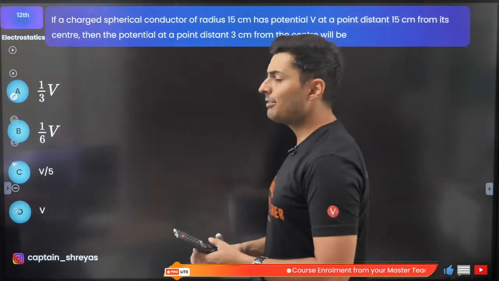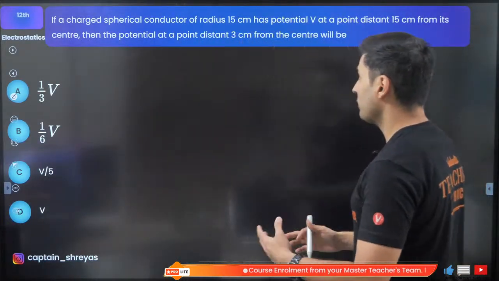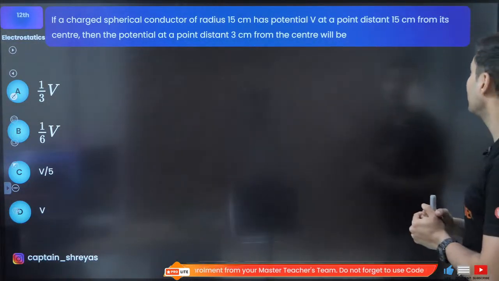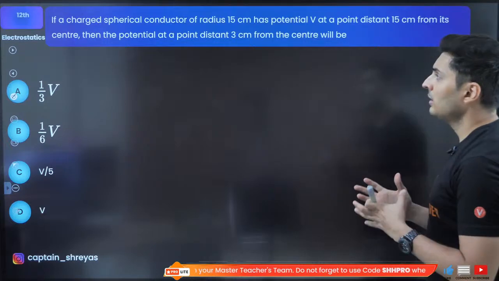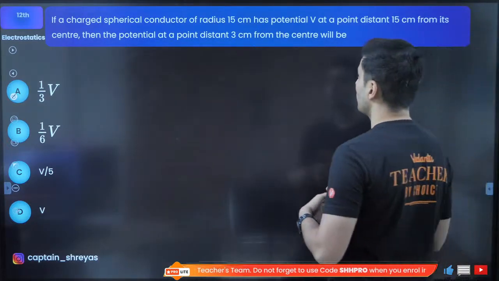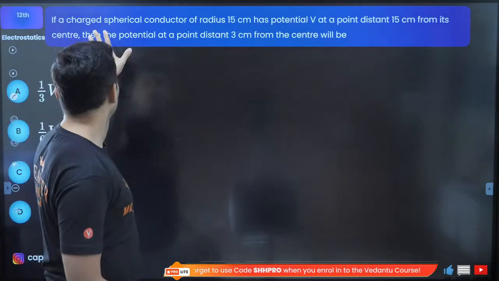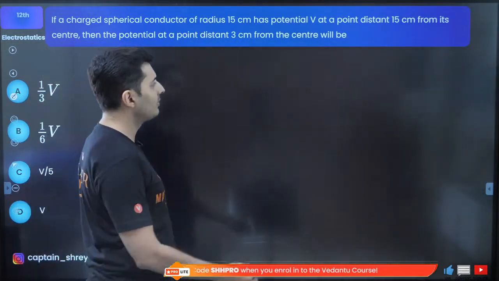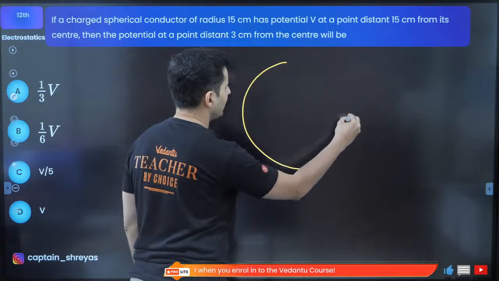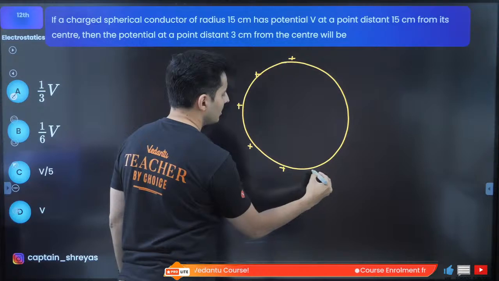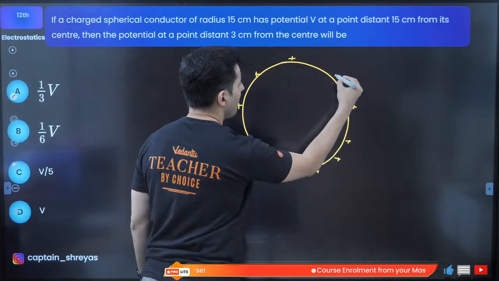Next question. If there is a charged spherical conductor of radius 15 centimeters at a potential V, then the potential at a point 3 centimeters from the center will be. Interesting question. I think we should draw it, then only we'll get it. A charged spherical conductor of radius 15 centimeters. So this is a charged spherical conductor. Obviously, if it's a conductor and it is charged, the charges are going to be only on the periphery.